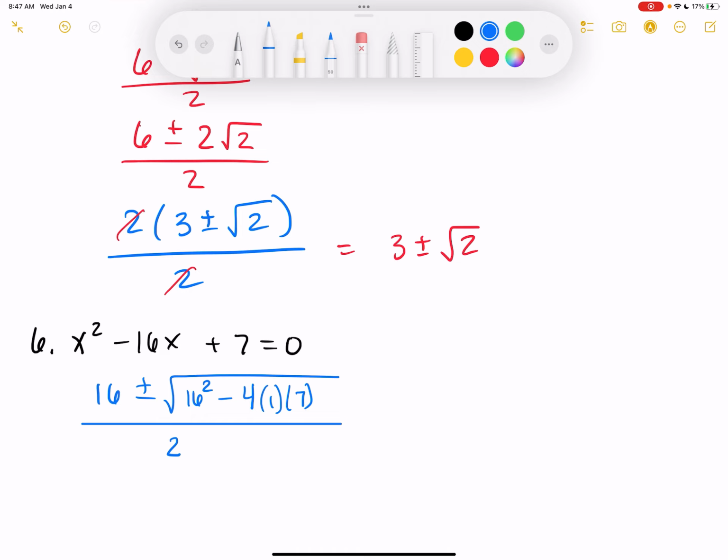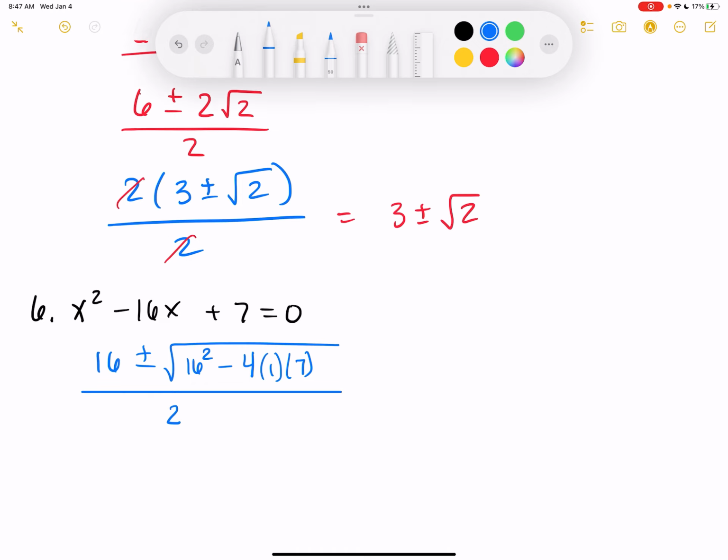All right, so then 16 plus or minus the square root of, and you would be allowed to use your calculator if you need to be able to like multiply that out. But it's 256. And no, I don't just know that off the top of my head. I do. Minus 28 over 2.